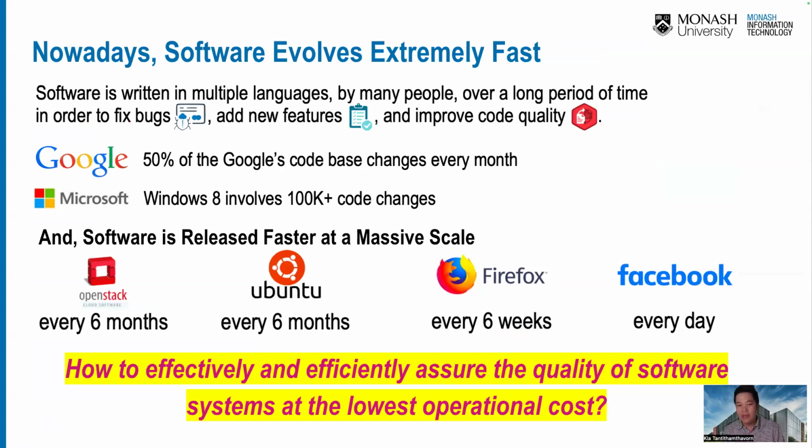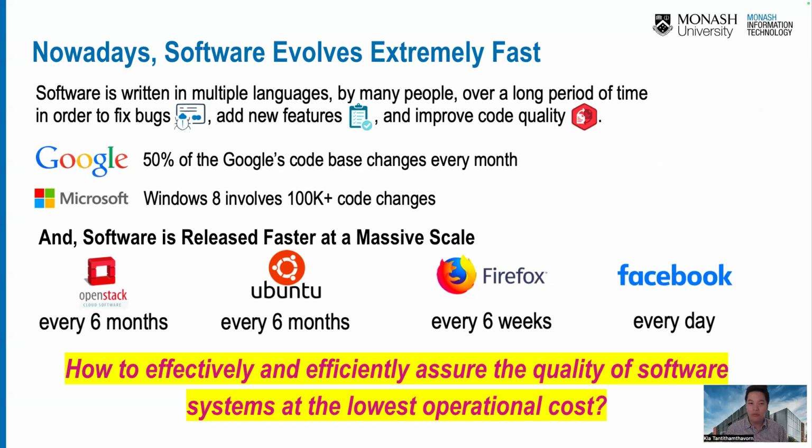And nowadays, right, everyone uses Facebook, Twitter, X, or TikTok, or whatsoever. The software actually evolves extremely fast. And right now, it is really complex, right? Because they are written in multiple languages by thousands of developers over a long period of time, like 10 years. So during this 10-year period, they need to fix the bugs, add new features, improve the code quality, that kind of thing, okay?